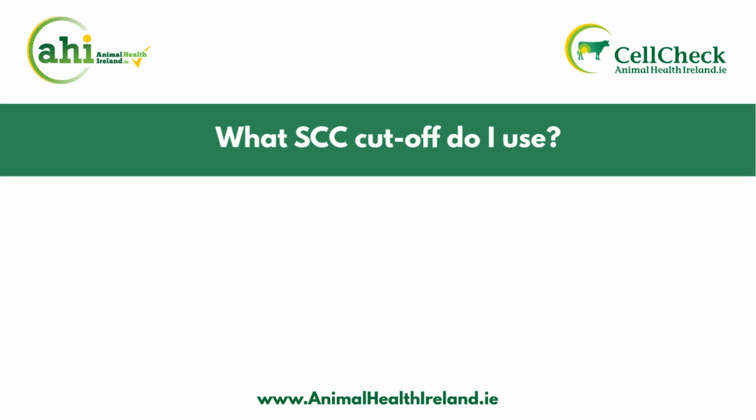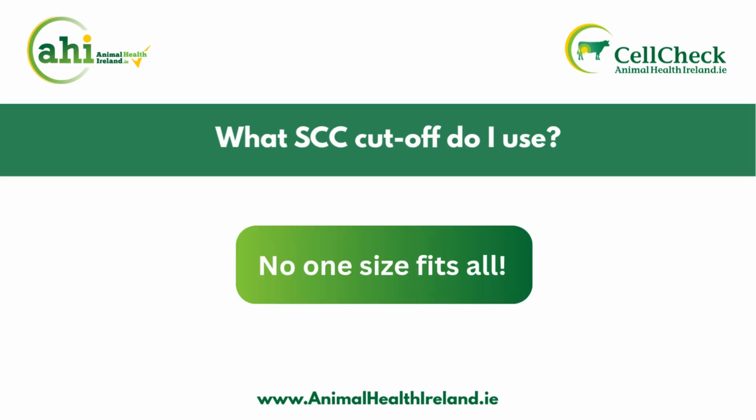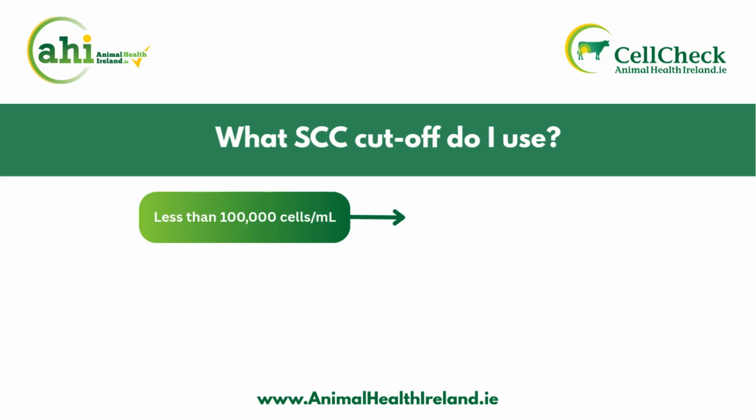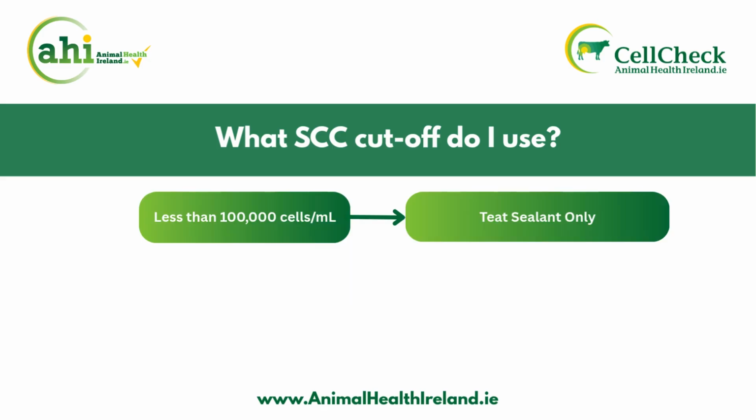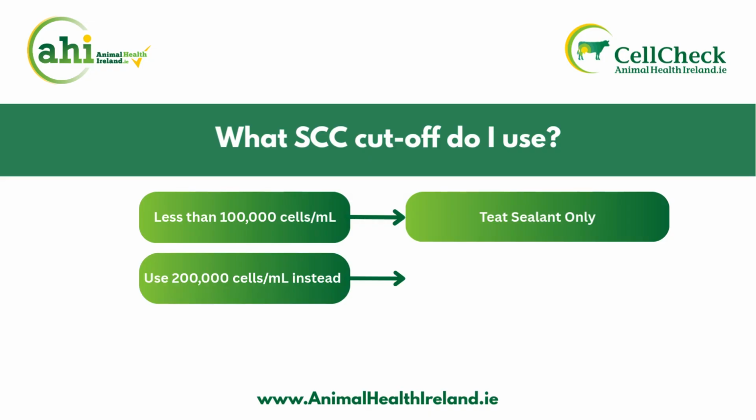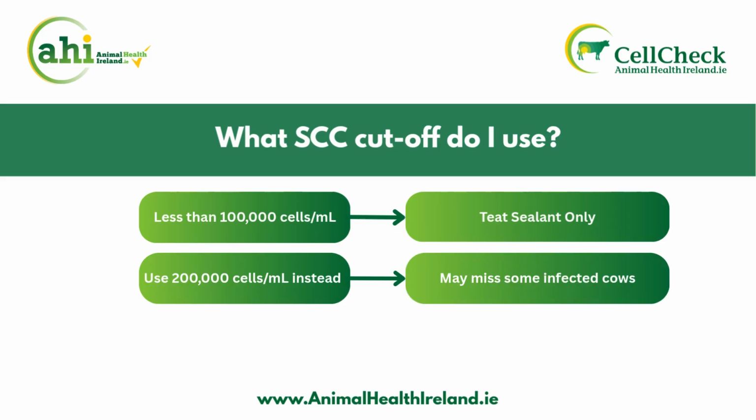It's important to know that there is no one-size-fits-all. As a guide, CellCheck suggests that cows with an SCC consistently below 100,000 cells per mL and no history of clinical mastitis throughout the lactation may be suitable for getting internal teat sealant only at drying off. If you use a higher SCC level, say 200,000 cells per mL, then you may miss some cows that had an infected quarter and may have benefited from antibiotic dry cow treatment.